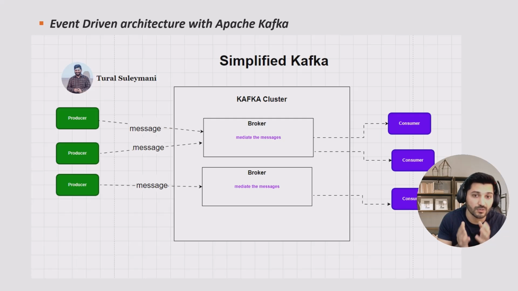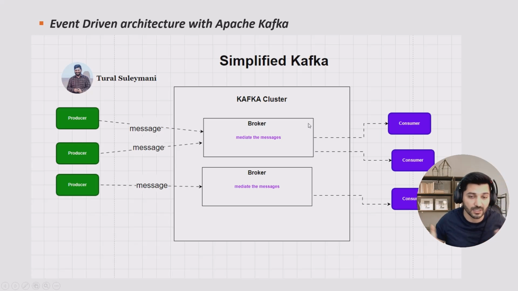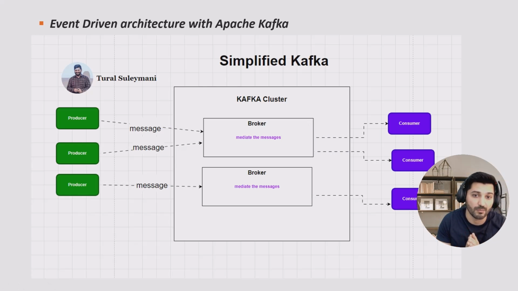So what is a broker? A broker is just a server, but it is more than a server, because in Kafka, every broker knows about each other. So this is broker 1, this is broker 2. Broker 1 knows all the information about broker 2, and broker 2 also knows the information for broker 1. And the Kafka cluster acts as a logical isolator over our brokers.